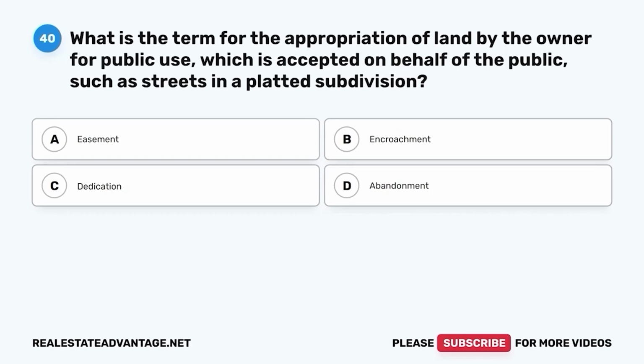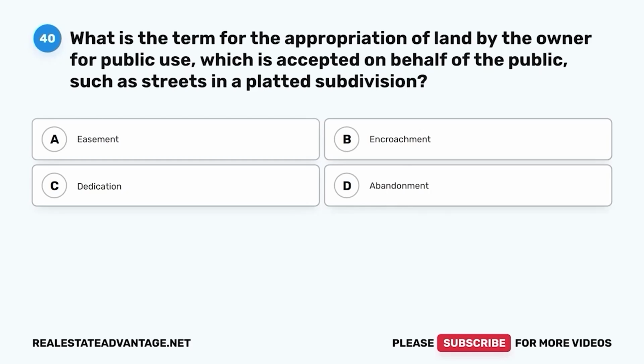Question 40. What is the term for the appropriation of land by the owner for public use, which is accepted on behalf of the public, such as streets in a platted subdivision? A. Easement. B. Encroachment. C.